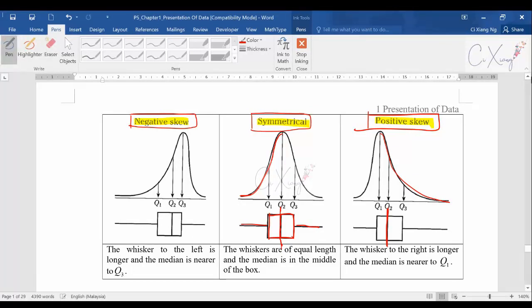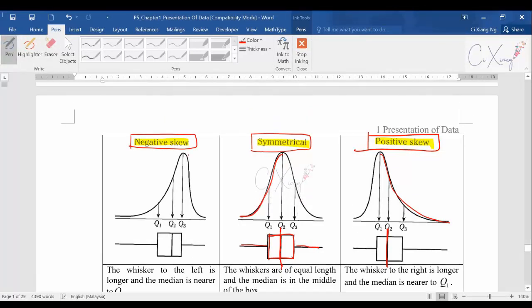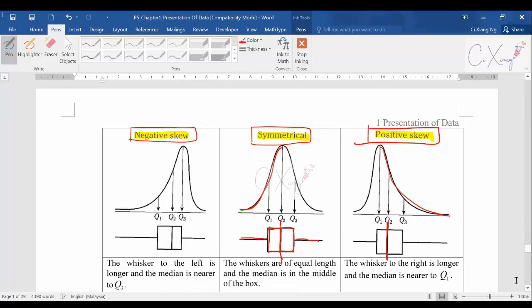If I want you to compare it with the histogram, then it's very easy. When you draw the histogram, no matter what kind of histogram you are drawing, you can roughly have a look. If you see that the highest bar is more or less at the center of your histogram.